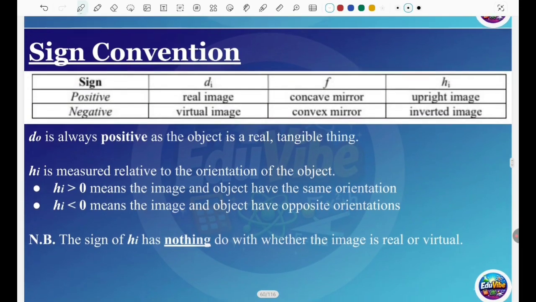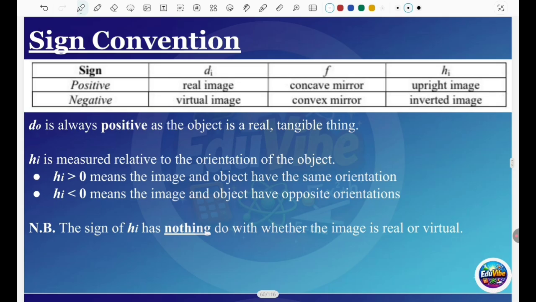Then the sign convention. The sign convention is a little bit different in mirrors and lenses. In mirrors, if di is positive, you get a real image. If your focal length is positive, you have a concave mirror. If hi is positive, you get an upright image. For negative, di is virtual, and if the focal length is negative, you have a convex mirror. Then if hi is negative, you get an inverted image. Do is always positive because it is real, so do is always positive for an object.